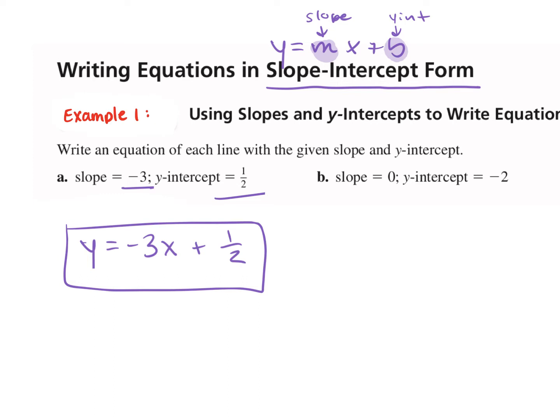All right, let's look at the next one. So again, it gave us the slope and the y-intercept. So I'm going to plug those into my equation. So I have y equals, what's my slope? 0. So 0x plus, what's my y-intercept? Negative 2. But we wouldn't put a plus negative 2. We would just change it to minus 2. And what is 0x? Just 0. So we don't even need that. So we can just say y is equal to negative 2.